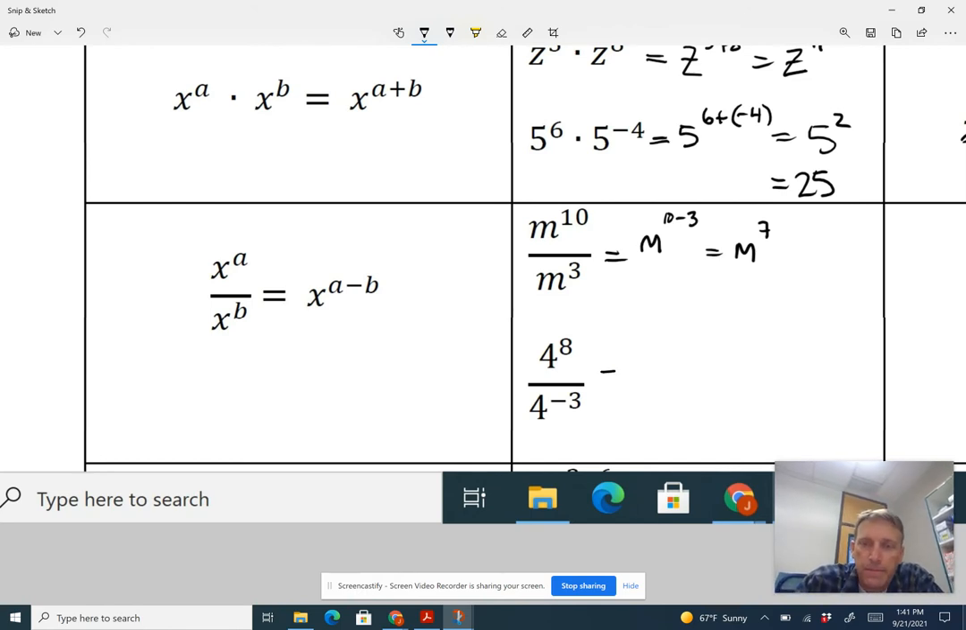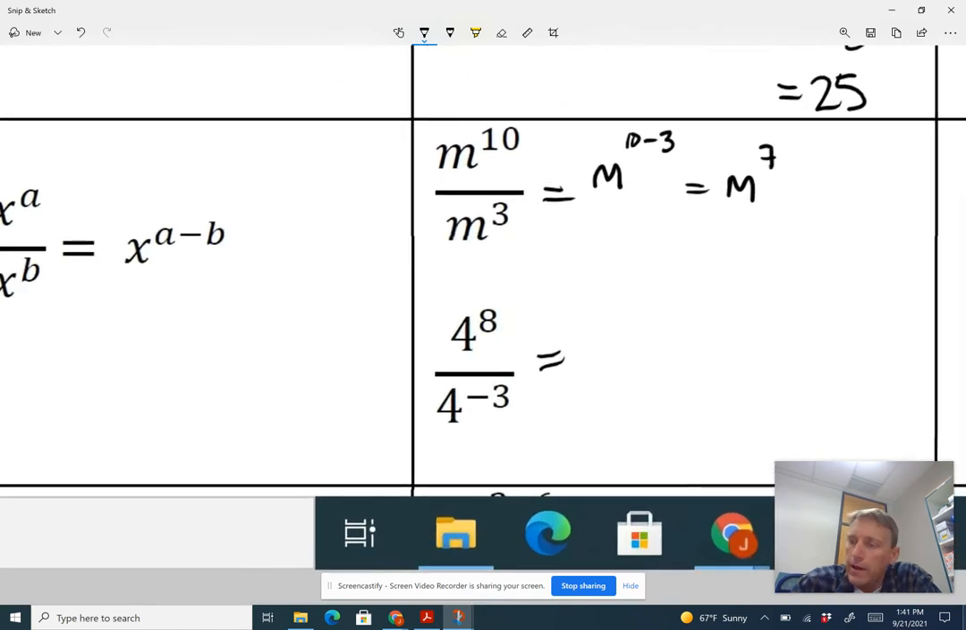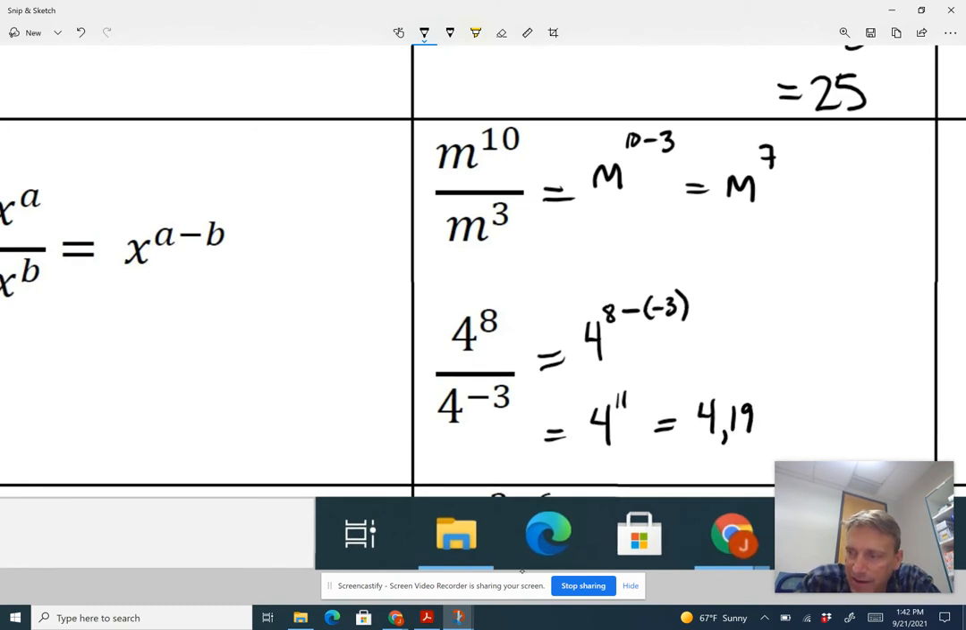And then a numeric example, 4 to the 8th minus, and then you've got a negative exponent down the bottom, so it's minus -3, and that's equal to, minus a -3 is +3, so that's +3, which is 4 to the 11th power. And that's equal to 4,194,304.